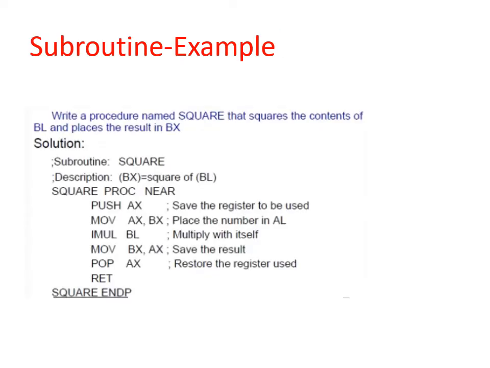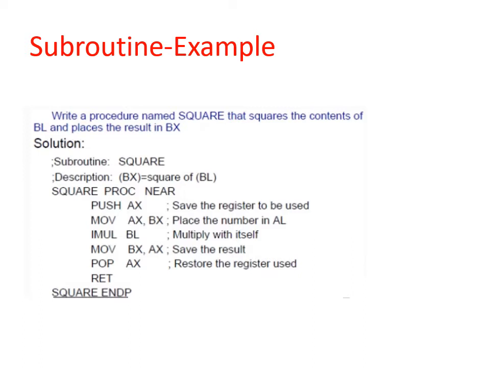So this is an example for a subroutine call in 8086 assembly programming. In this particular subroutine named square, it is finding the square of the contents of the BL register, and places the result in BX. So whatever number we want to get the square of, we will put that into the BL register, and after the execution of this subroutine named square, we should get the result in the BX register.